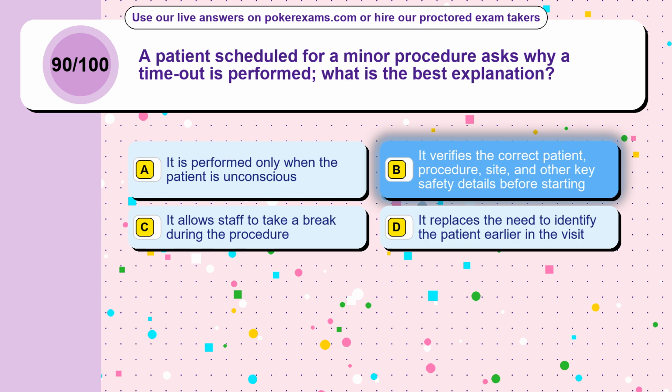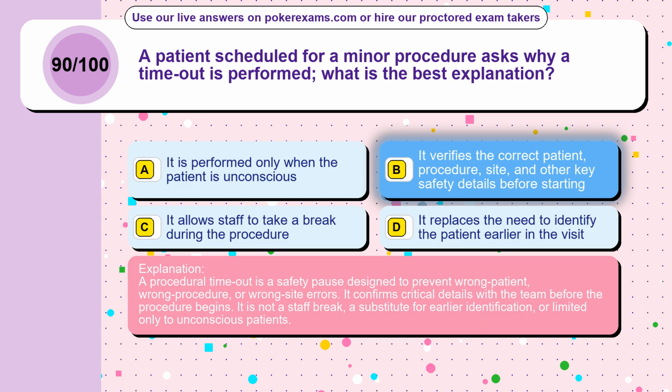The correct answer is option B. It verifies the correct patient, procedure, site, and other key safety details before starting. A procedural timeout is a safety pause designed to prevent wrong patient, wrong procedure, or wrong site errors. It confirms critical details with the team before the procedure begins. It is not a staff break, a substitute for earlier identification, or limited only to unconscious patients.